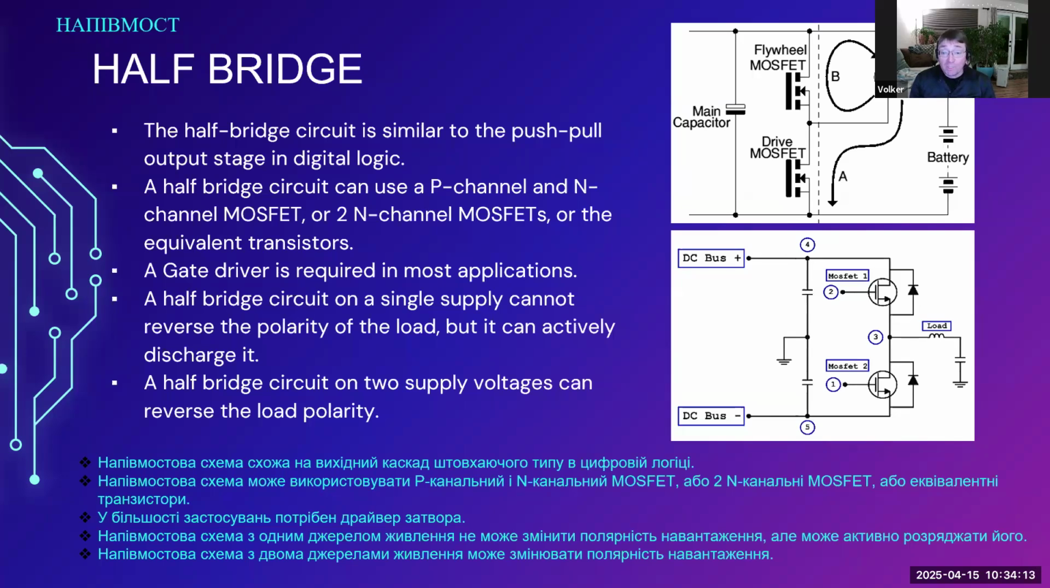A half-bridge circuit on two supply voltages can reverse the load polarity. That is the bottom image. You can see here the DC bus has a positive and a negative and a ground. And the load is connected to ground through a completely unnecessary capacitor, but it depends on the load. So in that configuration, it could reverse the polarity, but usually you would use a full bridge circuit for that, which is on the next slide.